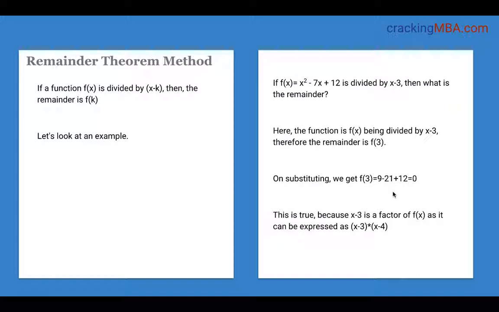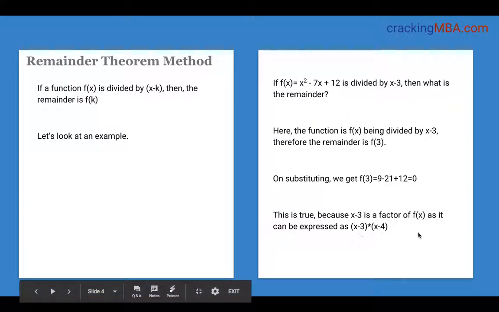It is nothing but 9 minus 21 plus 12, which is 0. Now this can be verified because x squared minus 7x plus 12 can be written as the multiplication of x minus 3 into x minus 4, and since we are dividing by x minus 3, which is one of the factors, it is clearly divisible and the remainder is 0.